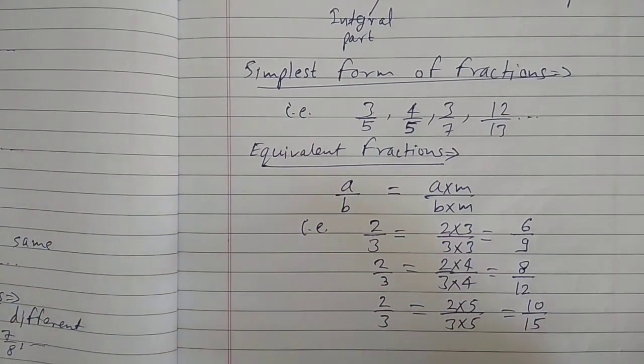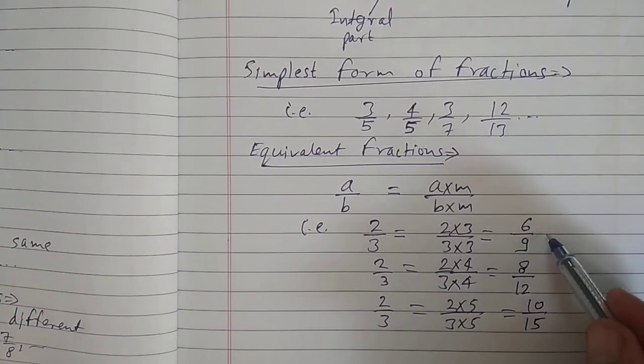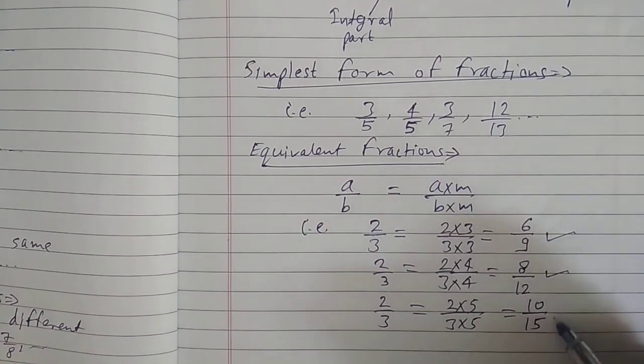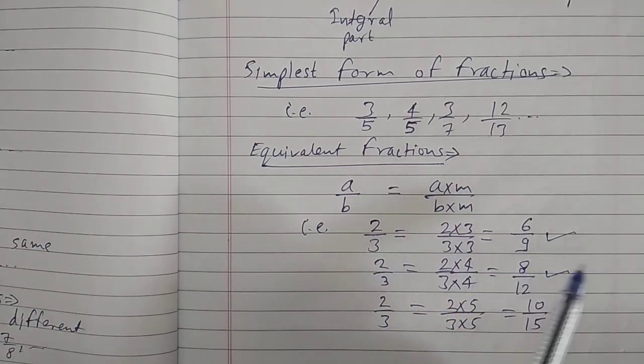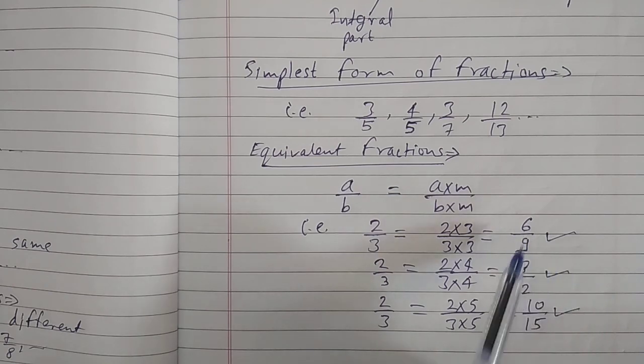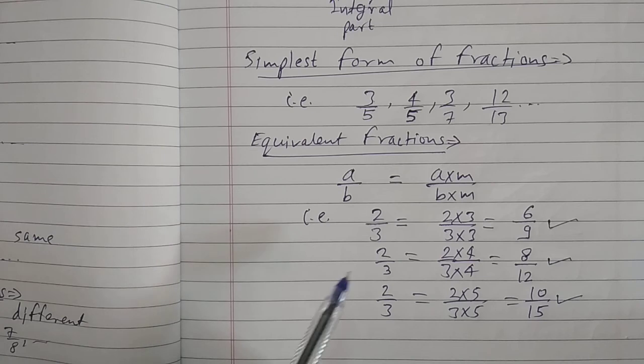In other words, fractions are known as equivalent fractions if, by cutting or dividing by any table, the numerator and denominator, and the answer in simplest form is the same, then these fractions are equivalent fractions.